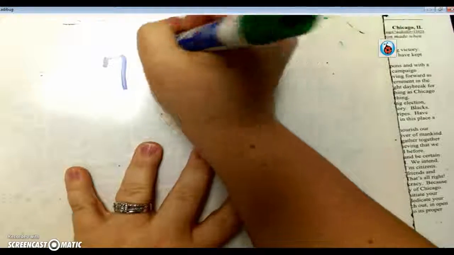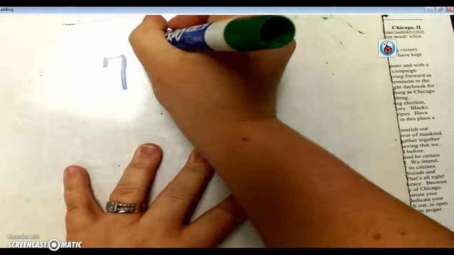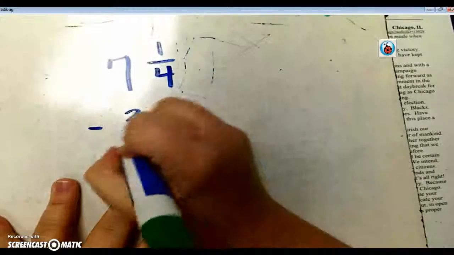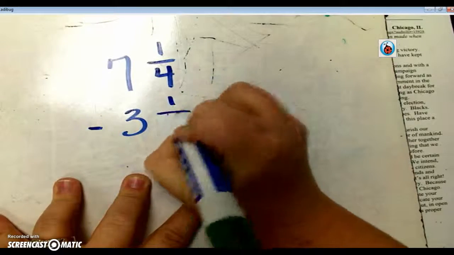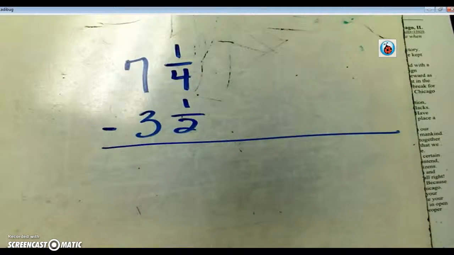Okay, so if I have 7 and 1/4 minus 3 and 1/2, let's just keep it simple with our denominators at this point. Okay, so I have 7 and 1/4 and I have 3 and 1/2.